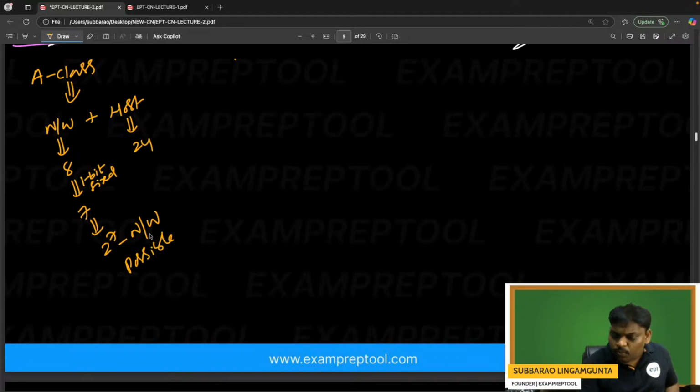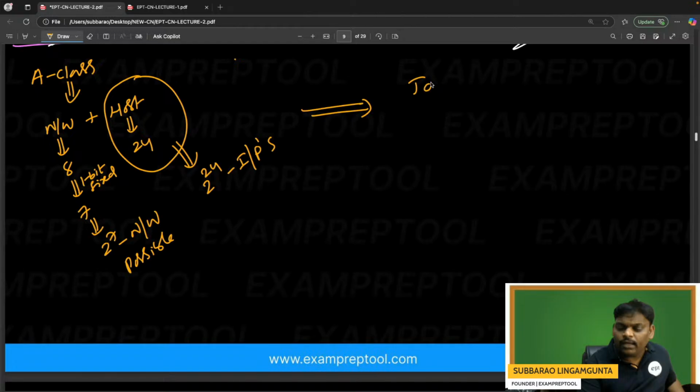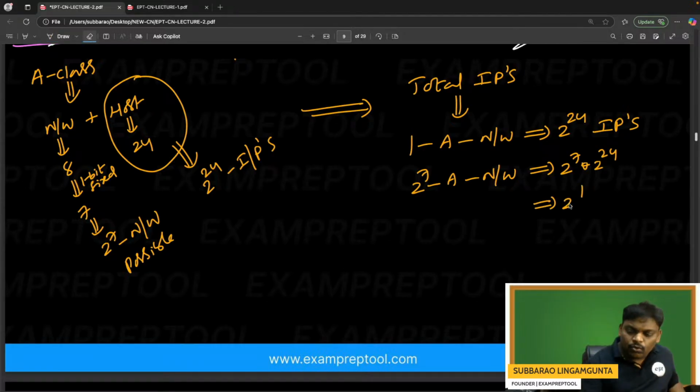2 power 7 networks possible, okay. But in one network, how many hosts? In one network, 2 power 24 IPs are possible. Some people are asking how many total IPs are in class A. Remember, one class A network contains 2 power 24 IPs, and there are 2 power 7 class A networks. So total IPs are 2 power 7 into 2 power 24, which is 2 power 31 IPs.